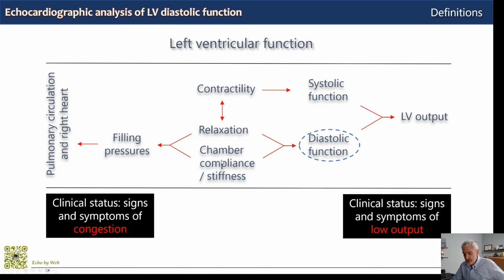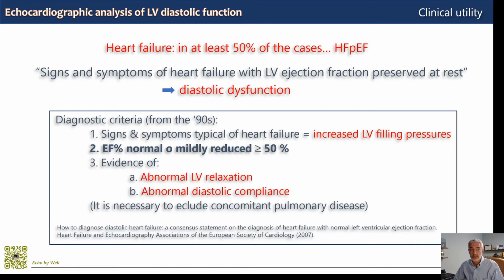Systolic and diastolic function both contribute to LV output, and a reduced cardiac output is mainly caused by reduced systolic function, whereas pulmonary congestion is mainly caused by alterations of the diastolic properties. One of the fields where the echocardiographic analysis of diastolic function is a mainstay is heart failure, especially what years ago we called diastolic heart failure, and we define today as heart failure with preserved ejection fraction here.